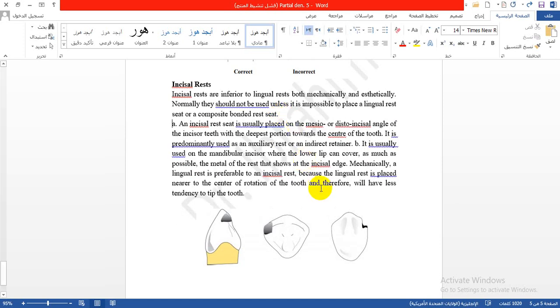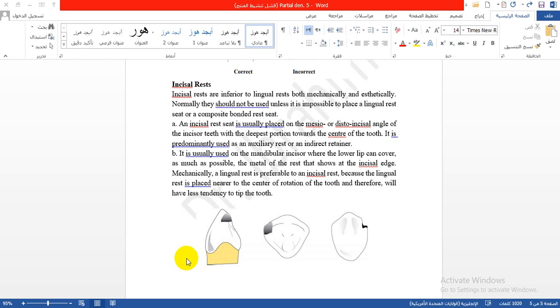An incisor rest set is usually placed on the meso or disto-incisal angle of the incisor teeth with the deepest portion toward the center of the tooth. يعني هذا مثل ما تلاحظون ايضا الانكلينيشن يكون عندي toward the tooth، ويكون عندي اما بجهة الميزل او بجهة الديستال. It is predominantly used.